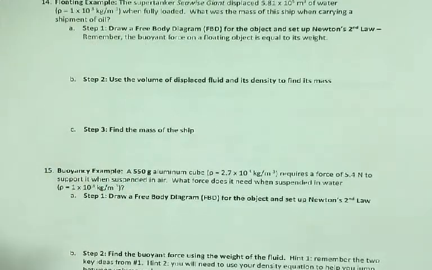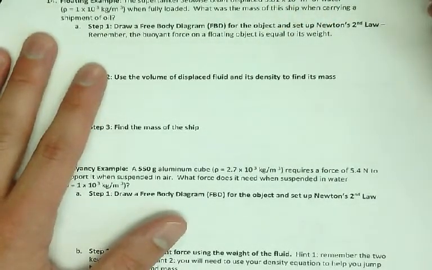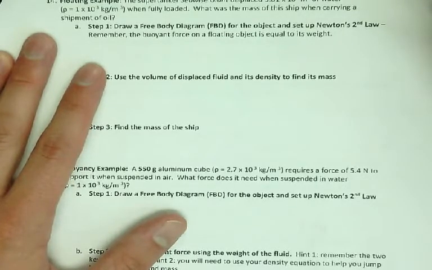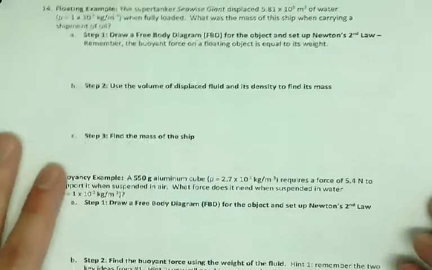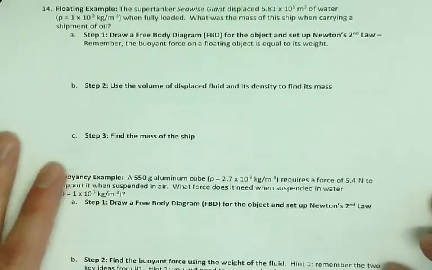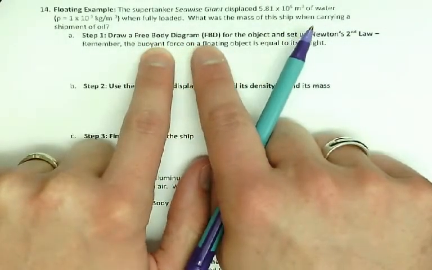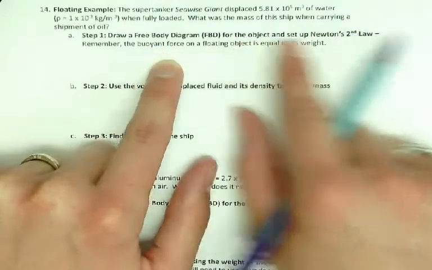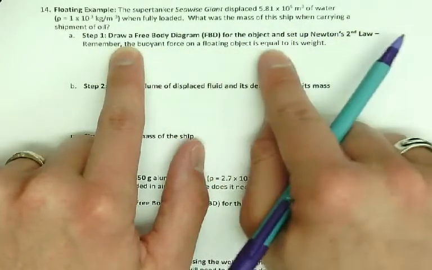Okay. So the supertanker Seawise Giant displaced 5.81 times 10 to the 5th cubic meters of water when it was fully loaded. What was the mass of the ship when it was carrying a shipment of oil? So this was the largest boat that's ever been created, and it was an oil tanker. So the first thing is we're going to draw free body diagrams, which are your force diagrams, for the object, and we're going to set up Newton's second law. Remember, the buoyant force on a floating object is equal to its weight.